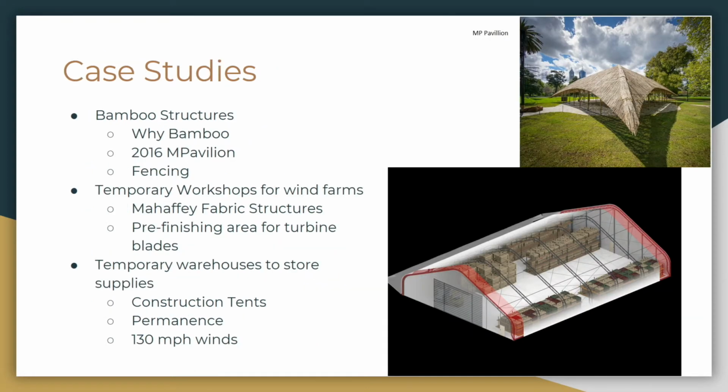Case studies on temporary structures. Bamboo is a very strong material in compression. It also grows quickly and is cheap along with being biodegradable, meaning that it can break down.